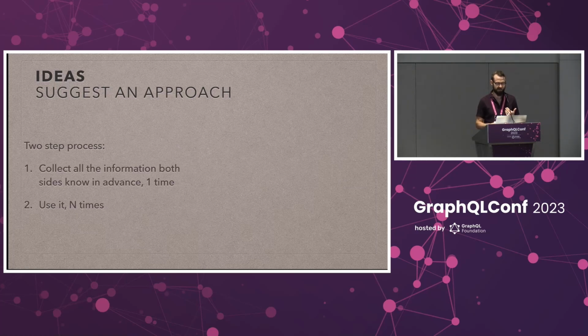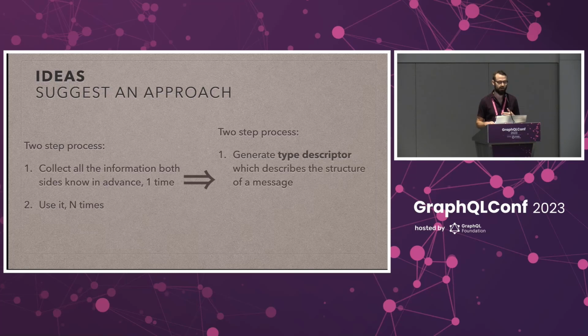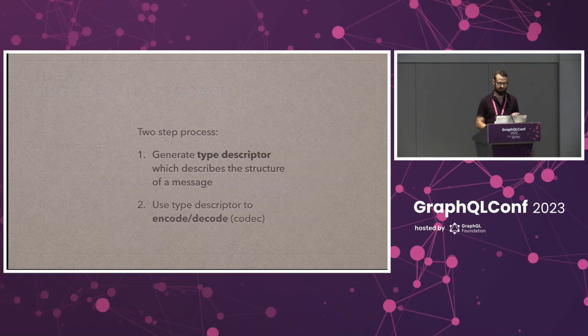Most of the information known on both sides is going to be type information about what a certain kind of request looks like. So we can call that a type descriptor, which describes the structure of a message. Then we'll be able to use that information many times, especially whenever we're encoding or decoding messages. So let's look at these in more detail as well.